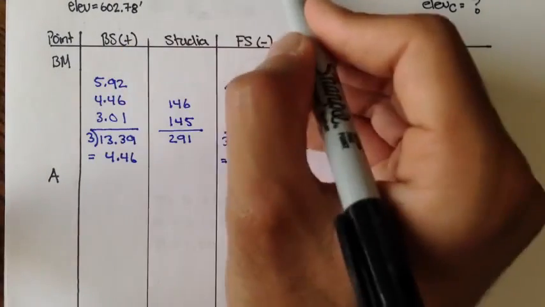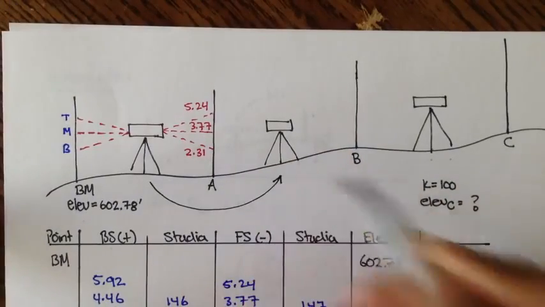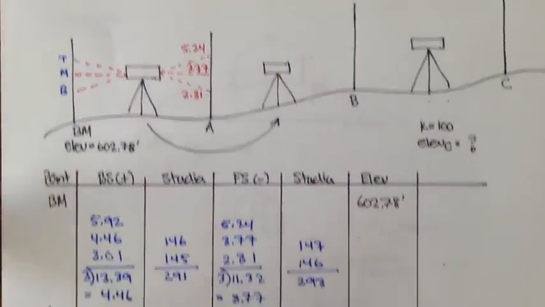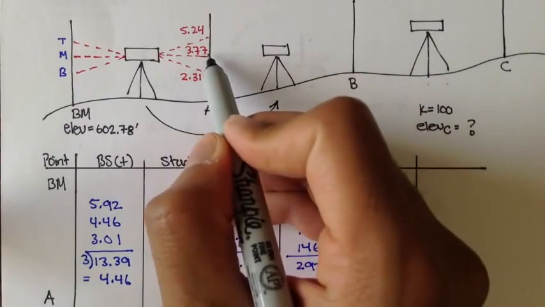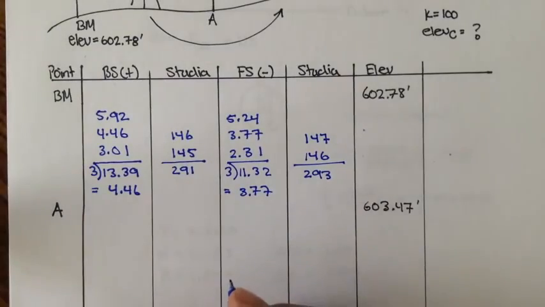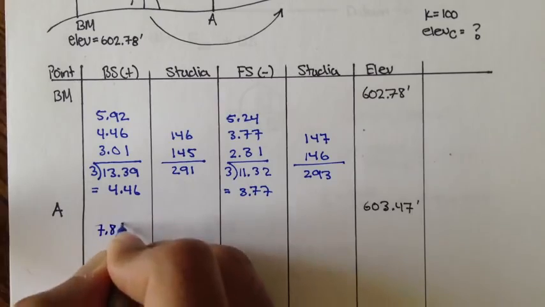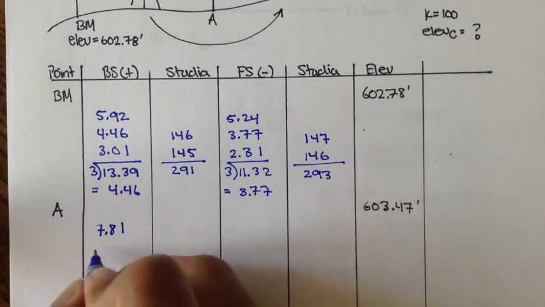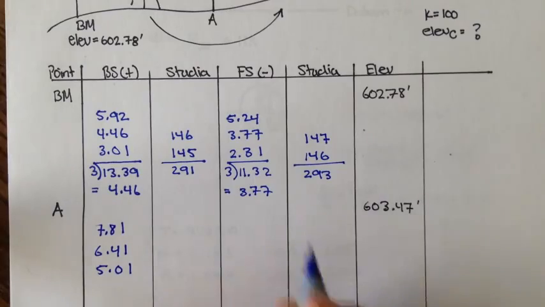Now, let's keep going. Now you move your instrument to this point. You move your instrument from here, and you go here. And you take the backsight, so you sight from the instrument to the rod at A, and the measurements you get for that are, let's say, 7.81, 6.41, 5.01.